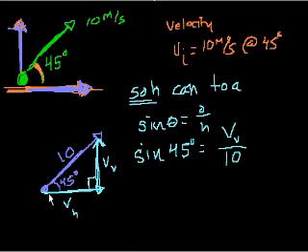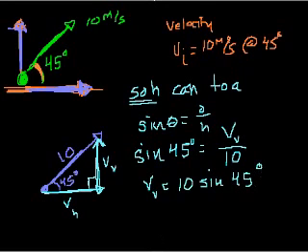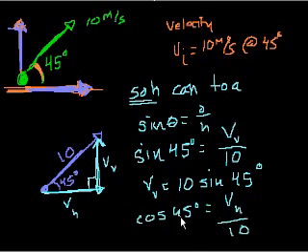And what's my horizontal velocity? And so if I were to solve for vertical velocity, I get vertical velocity is equal to 10 times the sine of 45 degrees. And then similarly, my horizontal velocity, this is the adjacent over hypotenuse, so it's cosine. So I could say cosine of 45 degrees is equal to my horizontal velocity over 10. Or my horizontal velocity is equal to 10 times the cosine of 45 degrees. I'm about to run out of time, so I'm going to continue this in the next video.